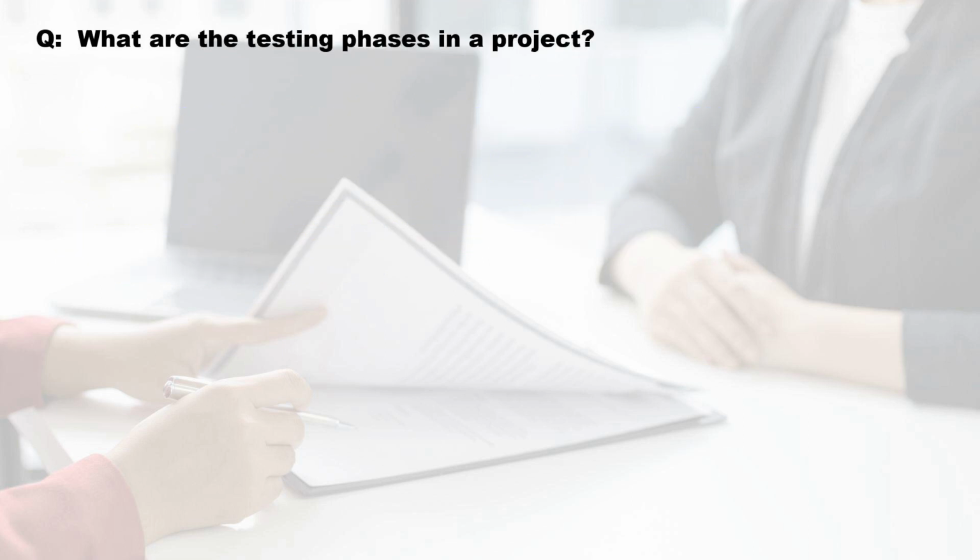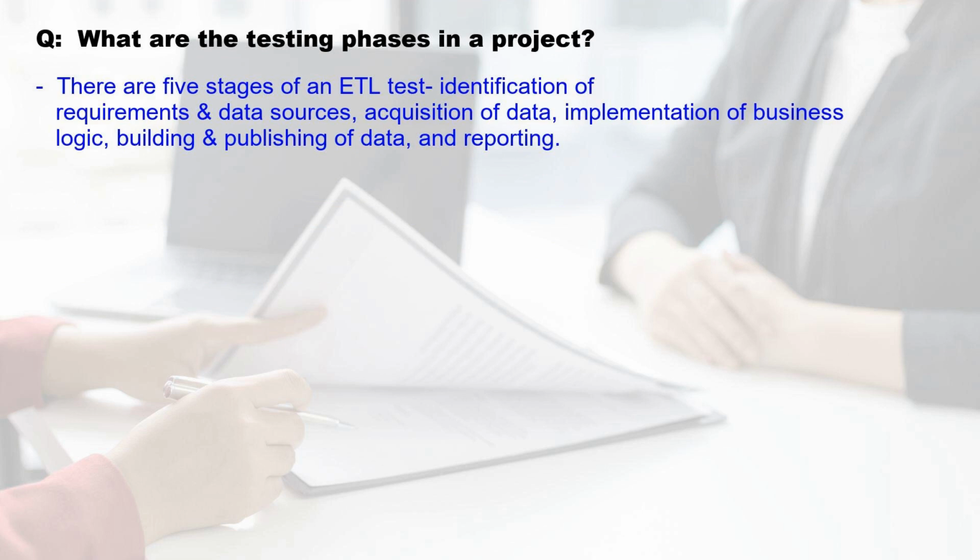What are the testing phases in a project? There are 5 stages of an ETL test: identification of requirements and data sources, acquisition of data, implementation of business logic, building and publishing of data, and reporting.